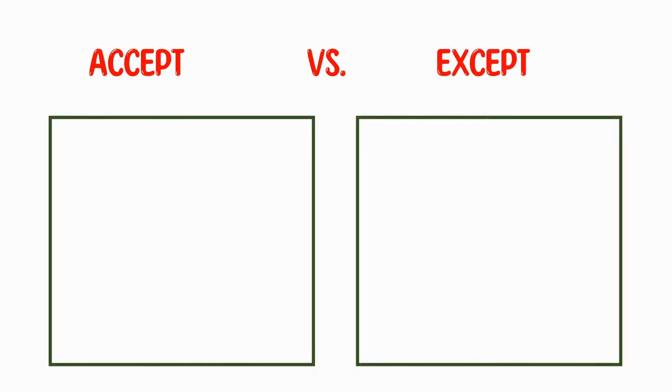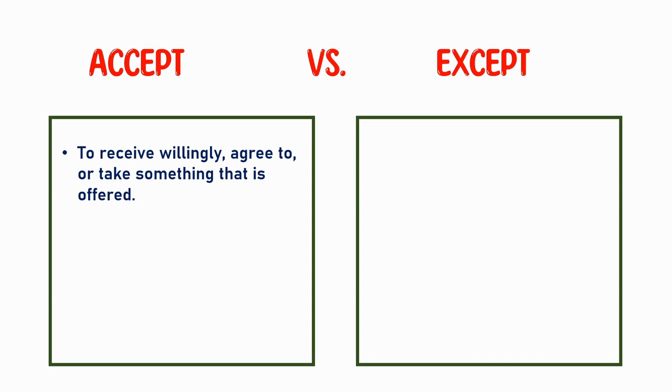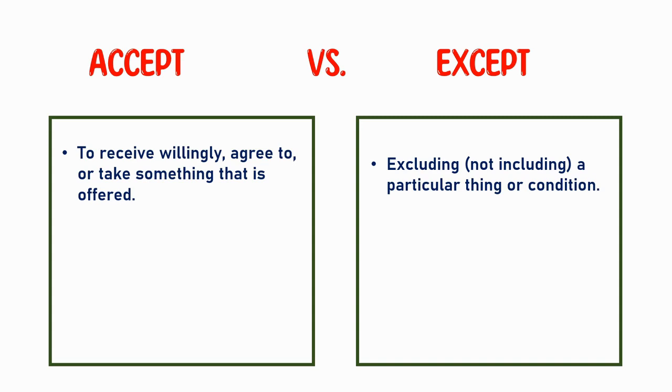Moving on, our next pair of words is accept and except. The two words resemble the same pronunciation. Accept means to receive willingly, agree to, or take something that is offered. While except refers to excluding or not including a particular thing or condition.